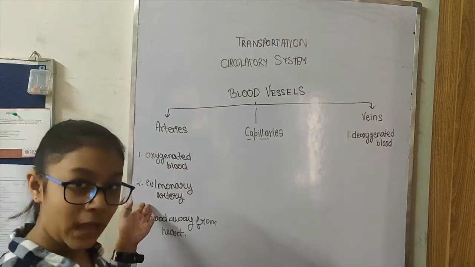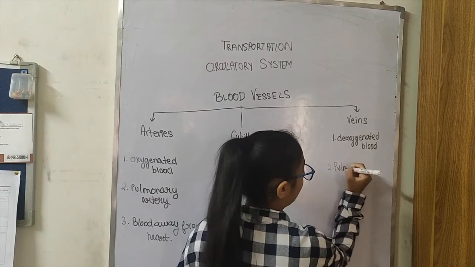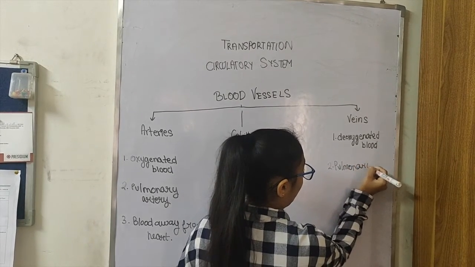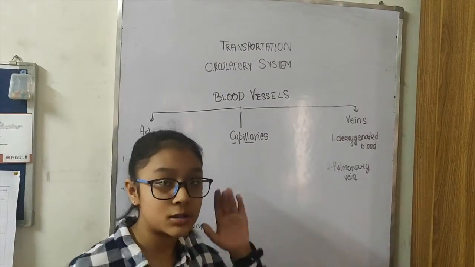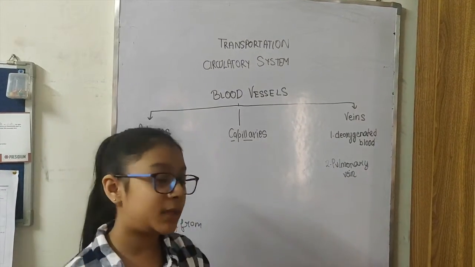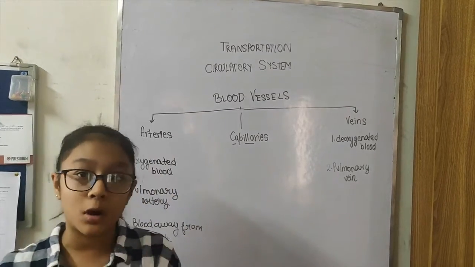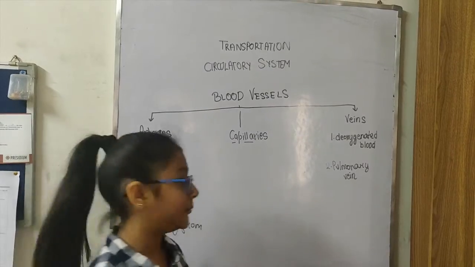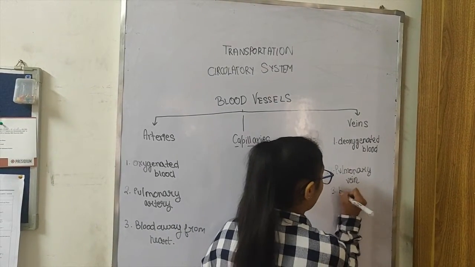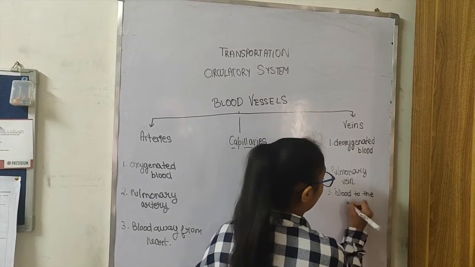If there is a pulmonary artery, there is a pulmonary vein. Here's the difference. It carries oxygenated blood from the lungs to the heart. Since it is a vein, it will only carry blood towards the heart. That is why it is called a pulmonary vein and not a pulmonary artery. So it carries blood to the heart.